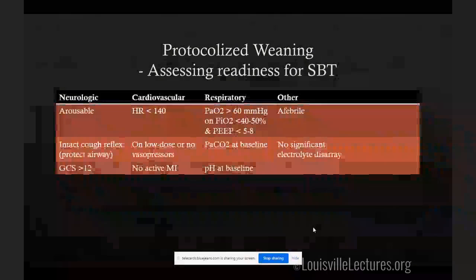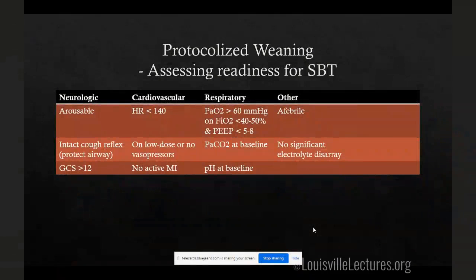Well, that's all well and good to talk about from a very high level perspective, but what are things that you should be looking for? Those things are, is the patient neurologically arousable on their spontaneous breathing trial? Can they give you a thumbs up? Can they raise their head? Can they cough for you? Is their heart rate under control? Are they on low dose pressors or ideally no pressors? Are they not having an ischemic event?